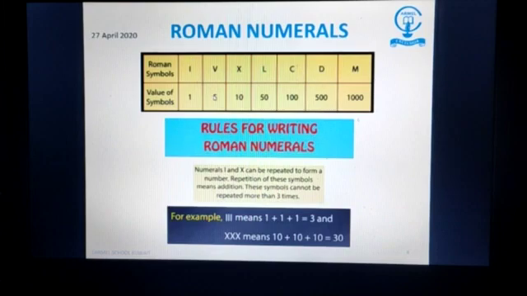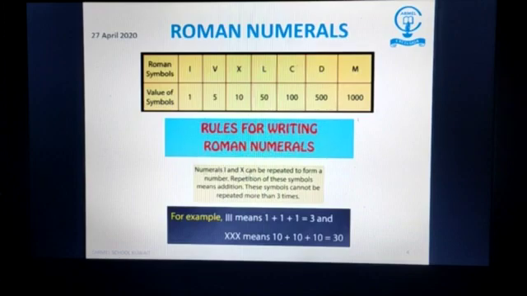And the values are given here in this table. So I for 1, V for 5, X 10, L 50, C 100, D 500 and M 1000. That's the maximum number. Now, rules for writing Roman numerals.